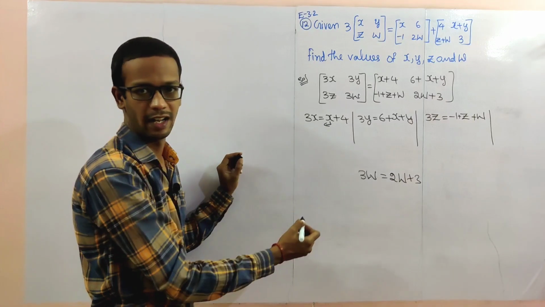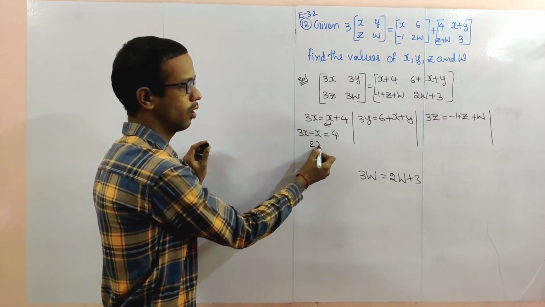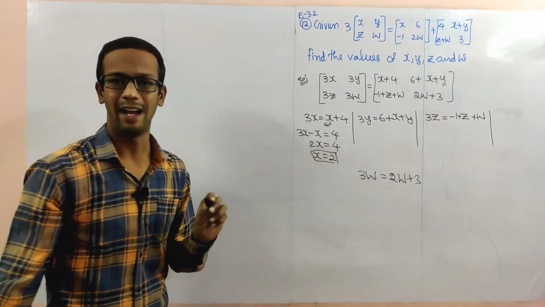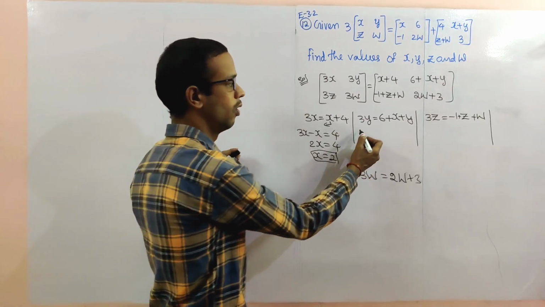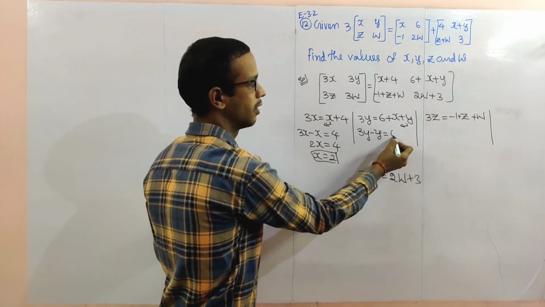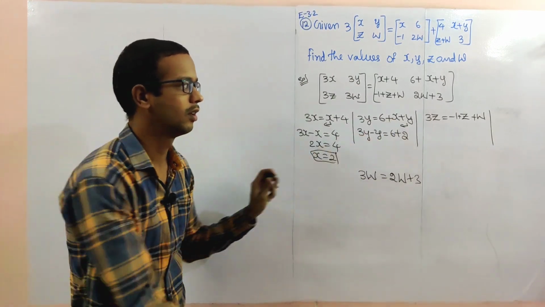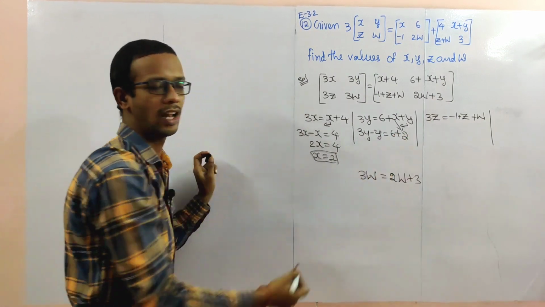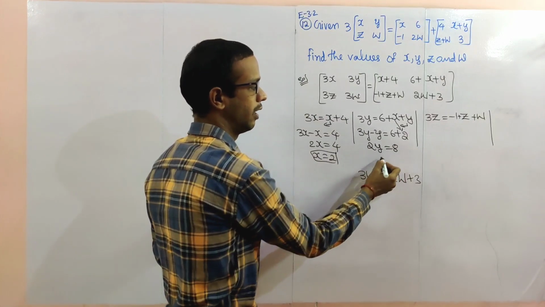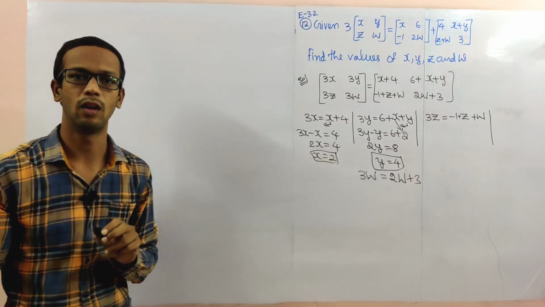If you send x to the left side, you will get 3x minus x is equal to 4, 2x is equal to 4, x is equal to 2. So now 3y, this y send left side, minus y is equal to 6 plus x value, which is 2. Already we got that, I am substituting here. So now simplify. 2y is equal to 8. Y is equal to how much will you get? 4. y is equal to 4.